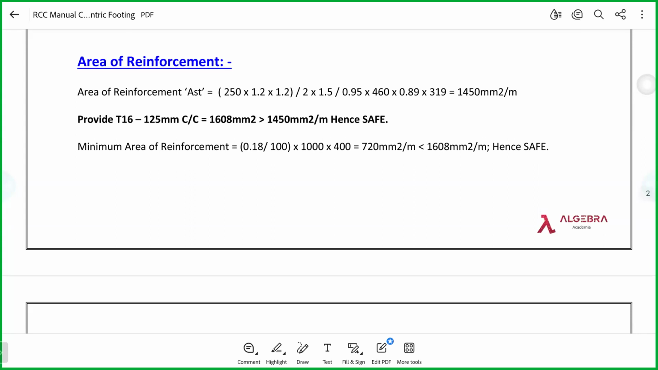720 millimeters. As I told you, it is not always the minimum reinforcement which is going to govern at the structural level. It's a very rare case. When the load is less, the minimum reinforcement will govern. When the load is more, definitely the provided actual reinforcement governs. The actual reinforcement is 1450. Definitely it is more than this. What I provided is 1660.